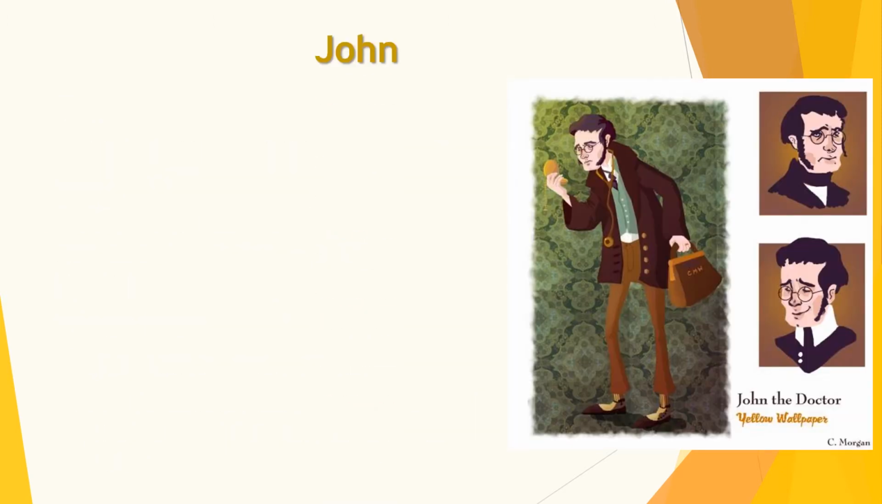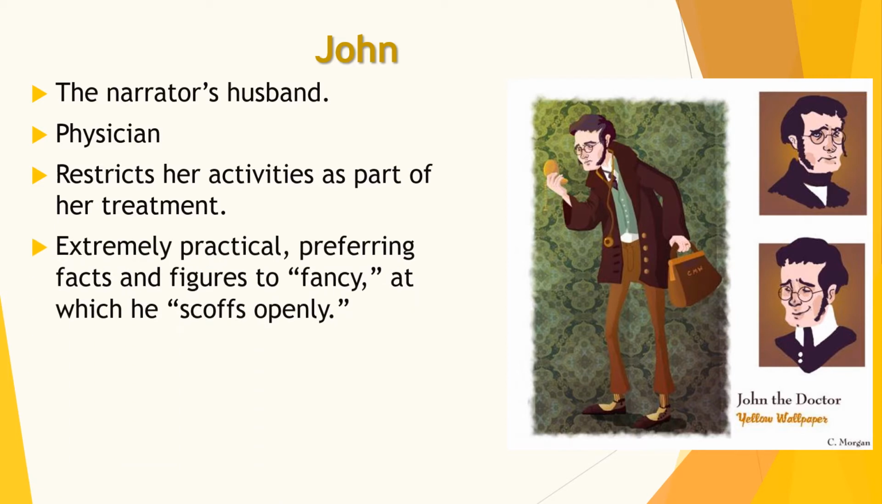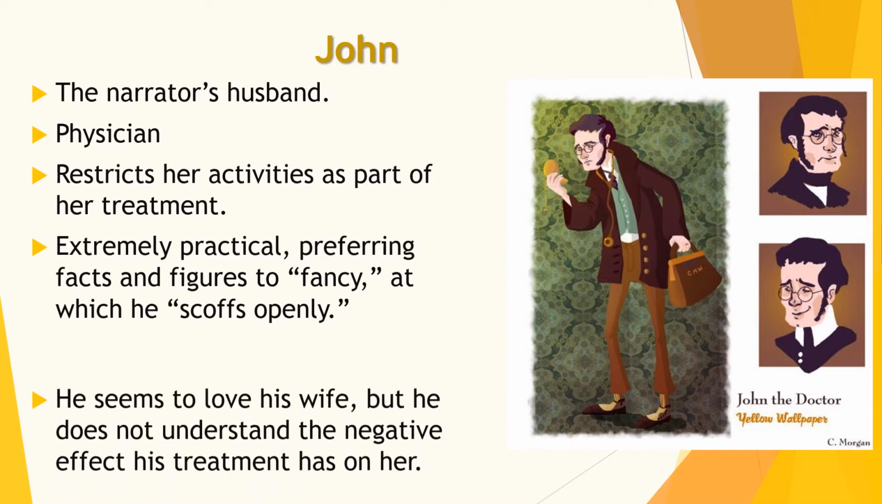John, as the character, he of course is our narrator's husband. We know that he's a physician or a doctor, and he restricts her activities as part of her treatment, so she's not allowed to do very much. He's extremely practical, where he prefers looking at facts and figures to fancy, also just a way to describe imagination, and he scoffs at this fancy, at this imagination of hers openly. So he does not believe it, and he does not want her to imagine things.